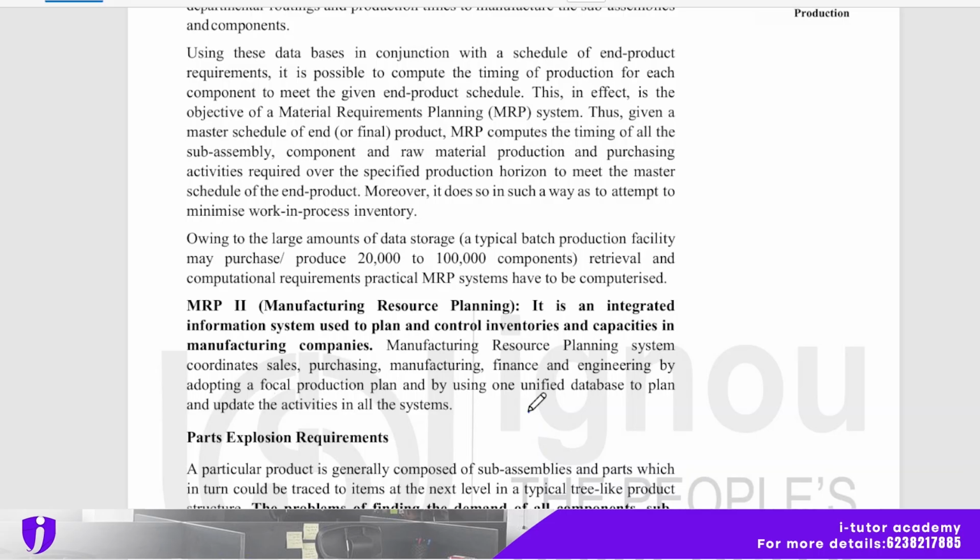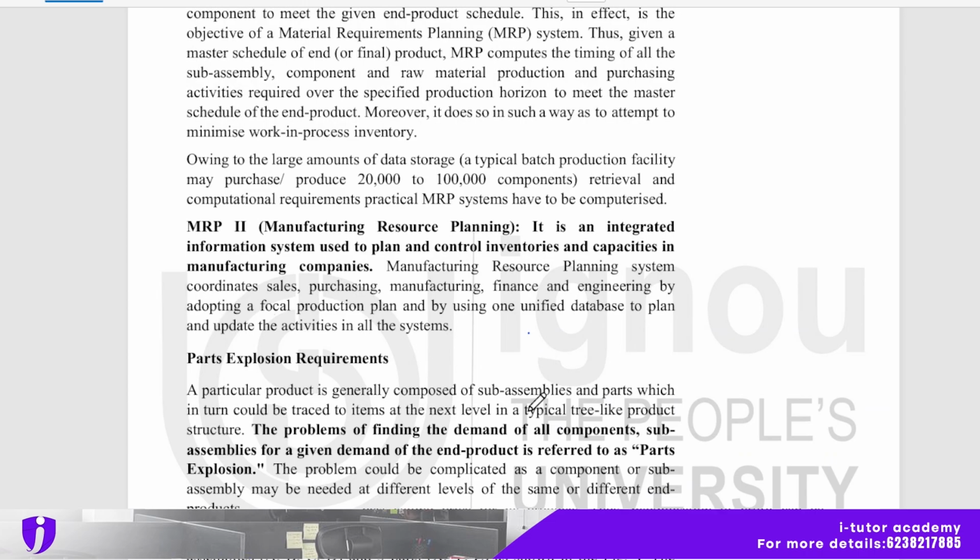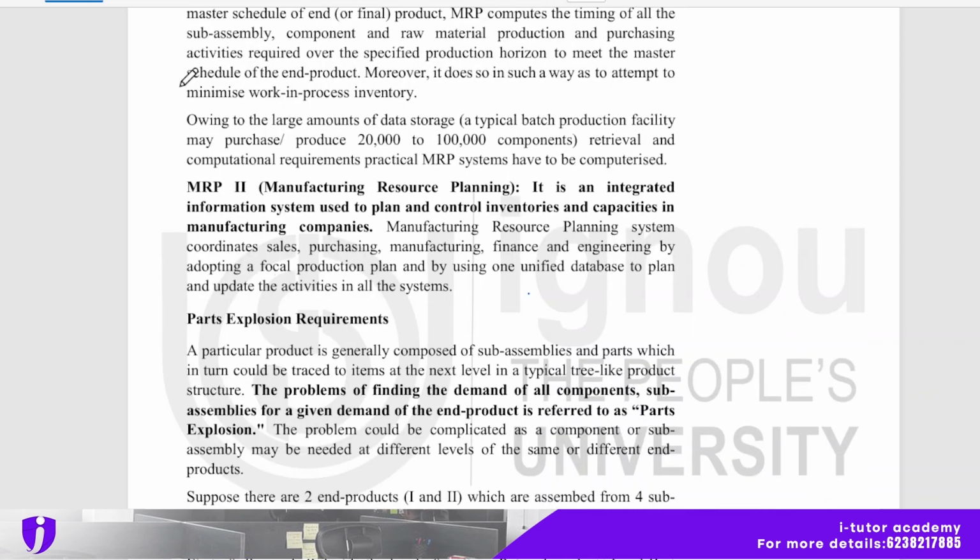Given the master schedule of end or final products, MRP computes the timing of all the sub-assembly, component and raw material production and purchasing activities required over the specified production horizon to meet the master schedule of the end product. Moreover, it does so in such a way as to attempt to minimize work in process inventory. Owing to the large amount of data storage, a typical batch production facility may purchase or produce 20,000 to 100,000 components. Given the retrieval and computational requirements, a practical MRP system has to be computerized.